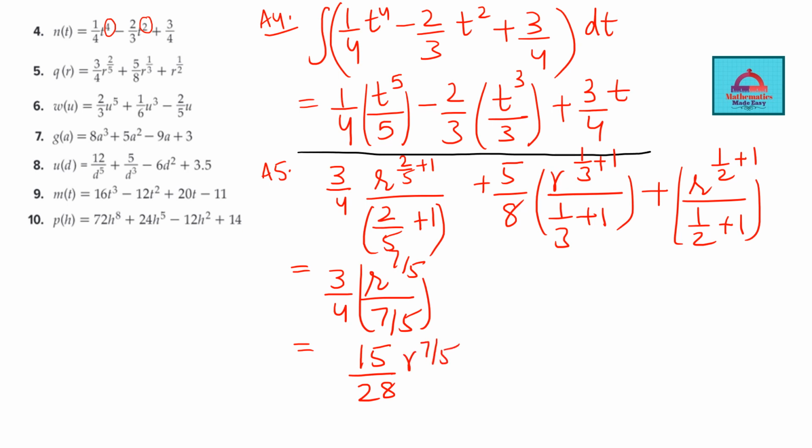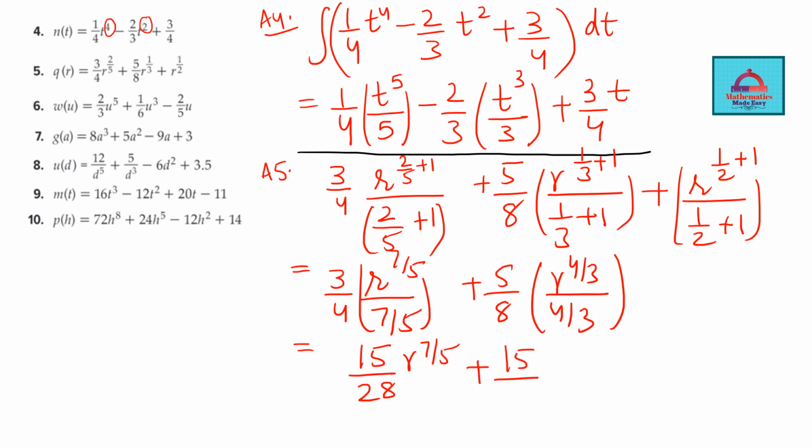Let's come to the next term. 5 by 8 already was there. When you take the power and the LCM, it becomes r to the power 4 by 3 over 4 by 3. So take the reciprocal, multiply. 5 gets multiplied with 3 to give you 15. 8 gets multiplied with 4 to give you 32. R to the power 4 by 3.